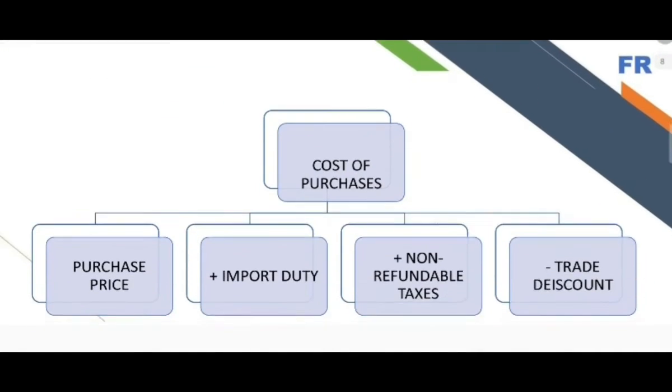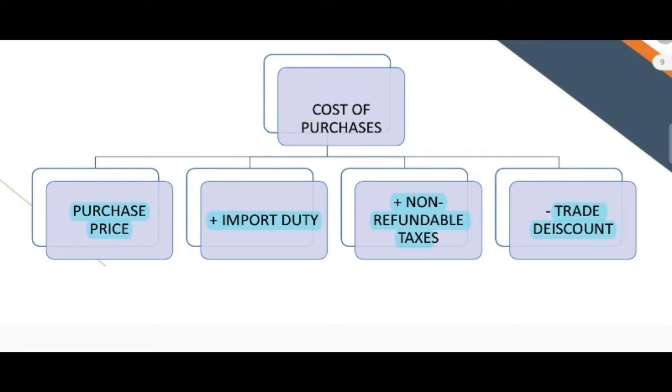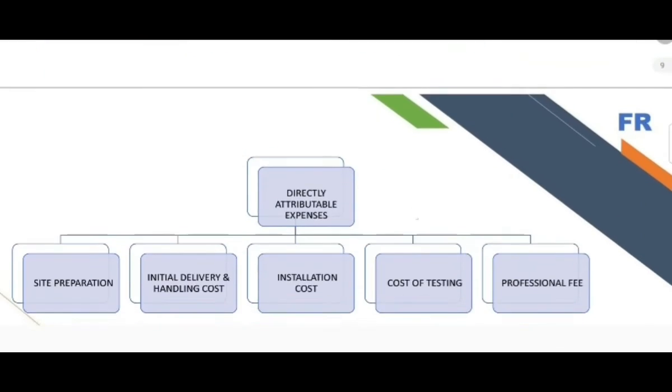Now about cost of purchase. This cost of purchase comprises of purchase price plus import duty if any, plus non-refundable taxes and less trade discount. Remember, trade discount is a discount which is calculated on the list price of an asset.